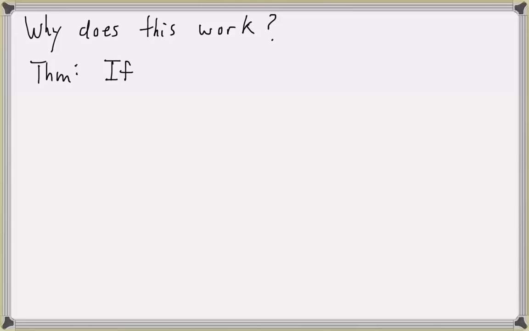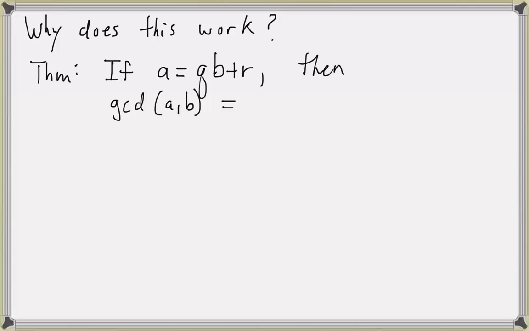It says that if I can write A as quotient times B plus R, then the greatest common divisor of A and B is equal to the greatest common divisor of B and the remainder R. So in each step of the Euclidean algorithm, the remainder was getting smaller and smaller until it equals 0. So in the last step, finding the greatest common divisor is easy.